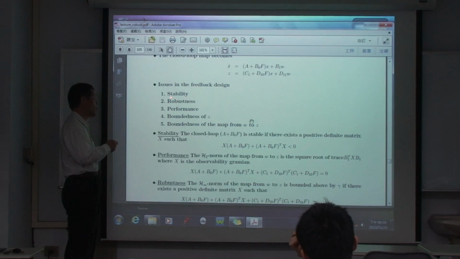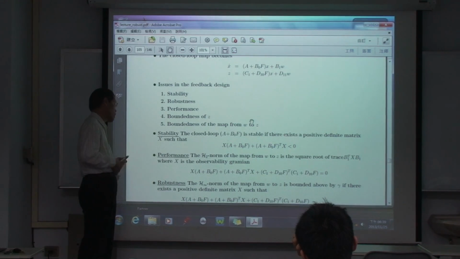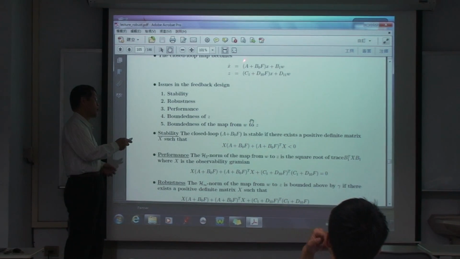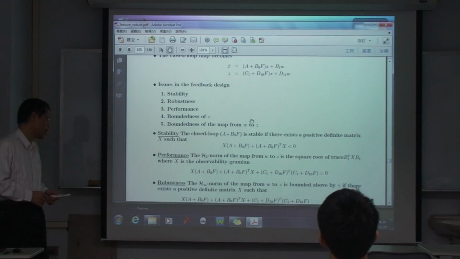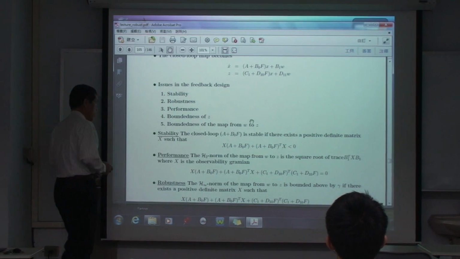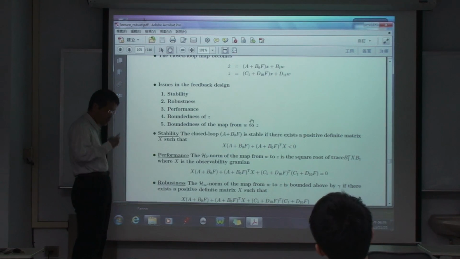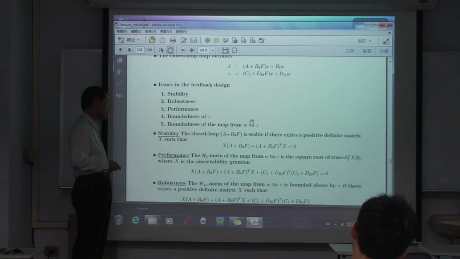But sometimes we will ask for more. That means sometimes, in addition to stability, we will ask for some additional performance or robustness. One of the performance measures that will be interesting for this closed loop map is for the H2 norm from W to Z to be bounded. There are two methods so far that we know to evaluate the H2 norm. One is through the Lyapunov equation, that means by solving the controllability or observability gramian, and then you can obtain the two norm.